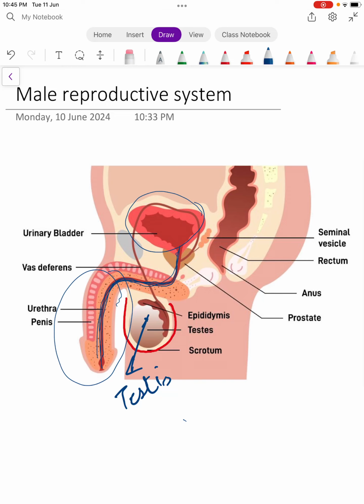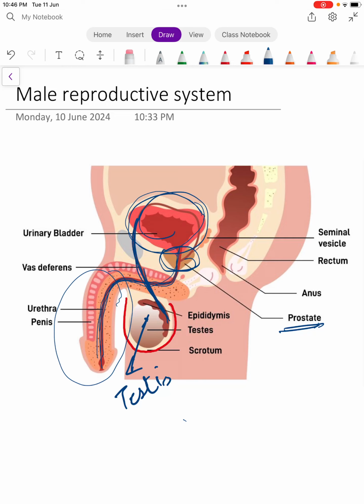Then this is the urinary bladder. यूरिनरी ब्लैडर के बिल्कुल नीचे होता है प्रोस्टेट ग्लैंड. ठीक है, इसका फंक्शन बाद में पढ़ेंगे. Then from the testis there is a duct, this duct, which is known as vas deferens or vasa differentia. It is one of the main organs of the male reproductive system.